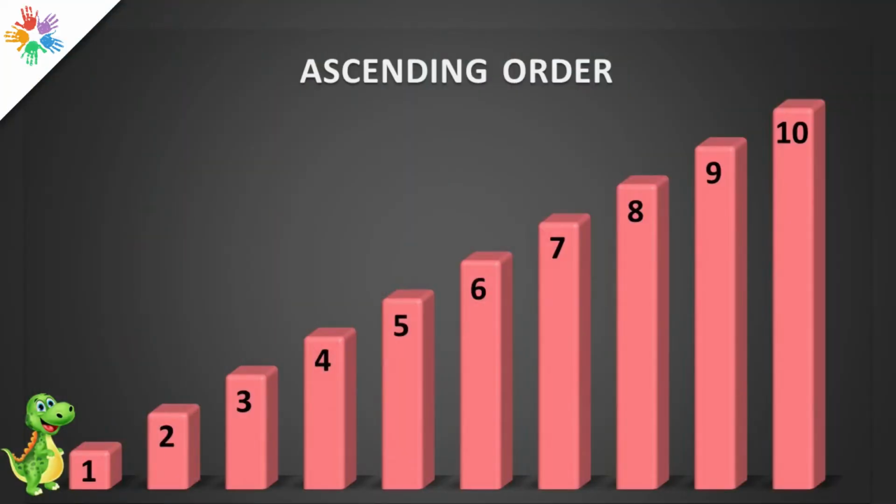Let us move on to the next topic. What is ascending order of numbers? When we arrange numbers from the smallest to the biggest, it is called ascending order of numbers. Here Mr. Dino wants to climb up the number bars to reach the biggest number.